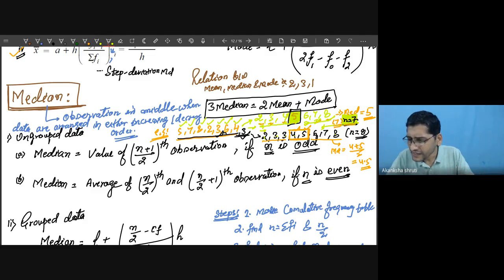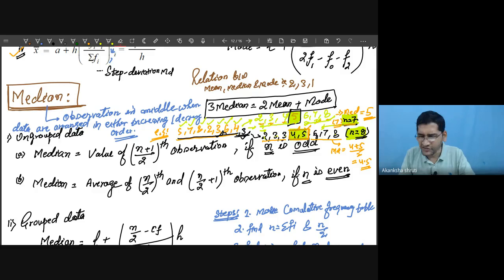But if the observation is even, say 8, at this time we have two medians. So one thing is that median depends on whether the number is even or odd. This I am talking for ungrouped data. Keep in mind, student, do not forget this. All this idea is for the ungrouped data. For grouped data, no even or odd is required.